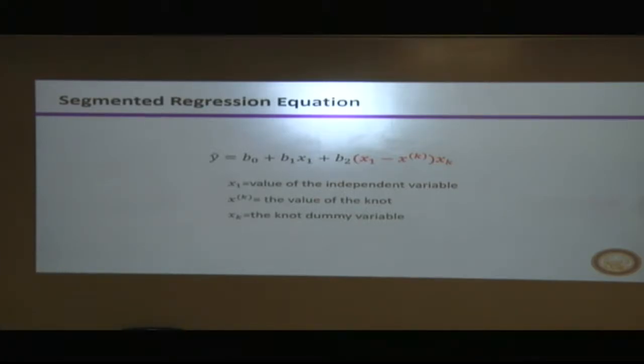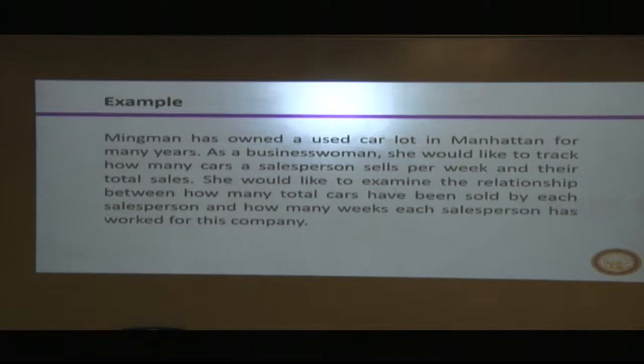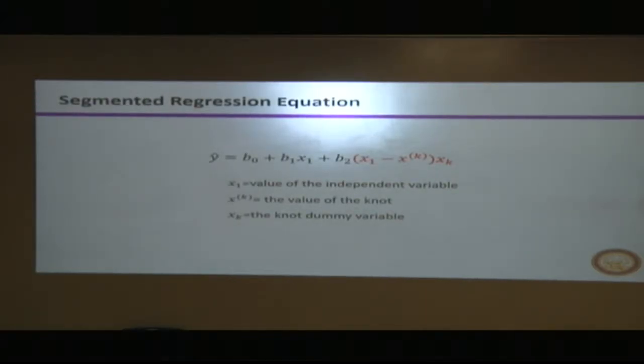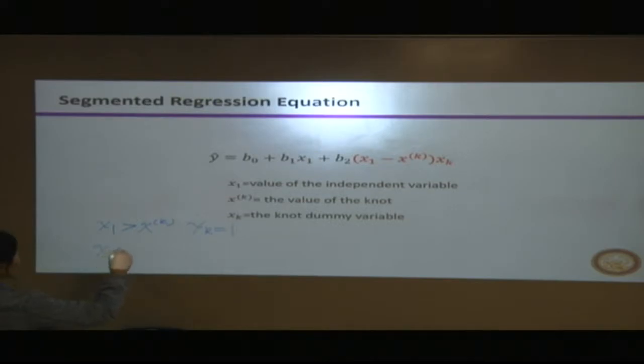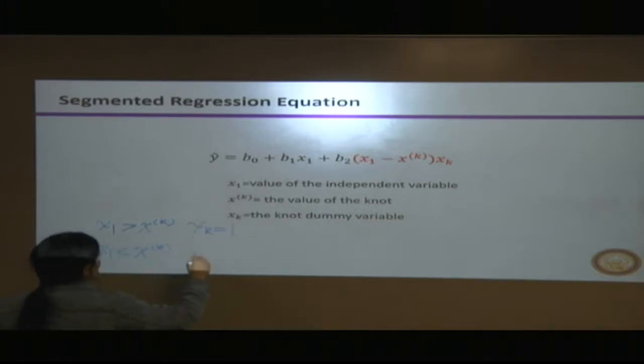So what is a dominant variable? Actually, a dominant variable is a binary variable. Let me write this down. If x1 is greater than x superscript k, then the dominant variable equals 1. If x1 is less than x superscript k, then xk is equal to 0. This is the dominant variable.